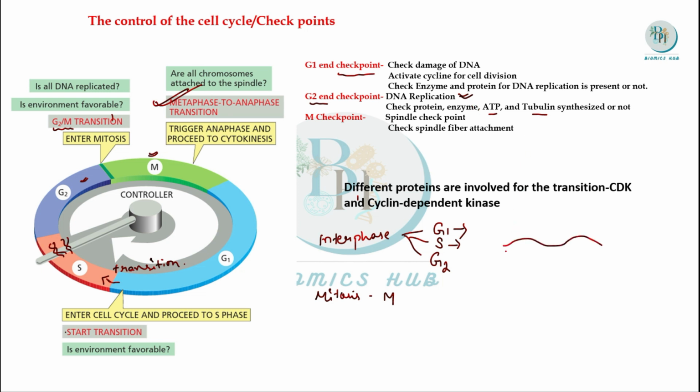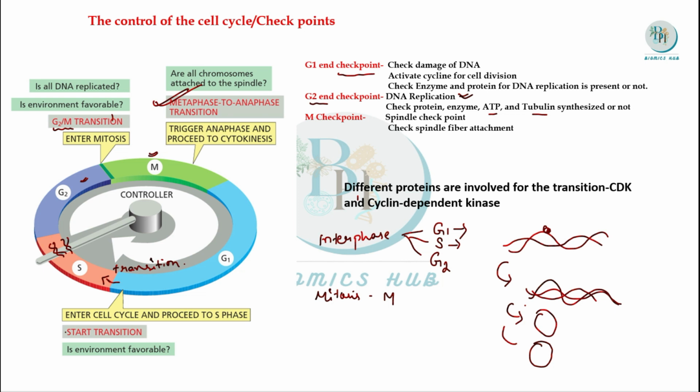Suppose a DNA is present and it is having some mutation. If, in the G2 phase, it is not checked whether the DNA is properly present or not, whether there is any mutation or not, then this DNA will be transferred into the daughter cell, which will create problems or lead to some diseases or abnormalities.